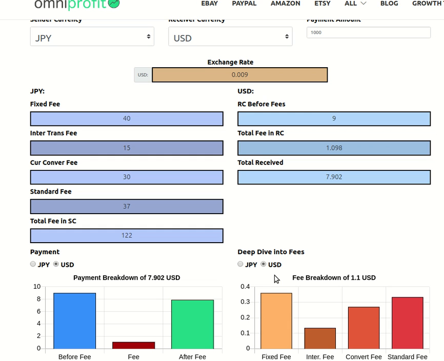Okay, and this is pretty much how the PayPal International Fee Calculator for Charities works. Thank you very much.